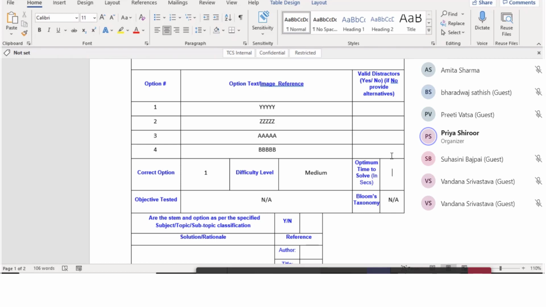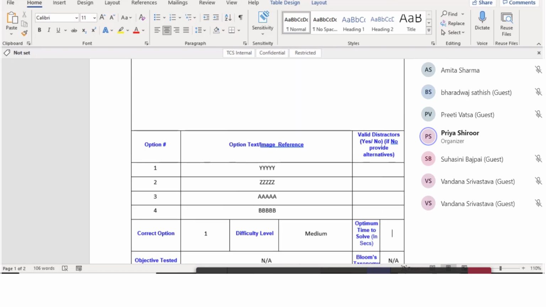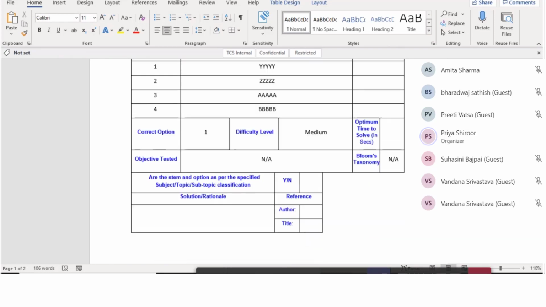Here in optimum time to solve, you have to put how many seconds it will take. The highest number should be 90 seconds. So 30 seconds for an easy question, 60 seconds for a medium question, and a difficult question should be not more than 90 seconds. That care has to be taken, that it's not such a difficult question that will take more than 90 seconds to solve, because candidates will not complete the paper otherwise.